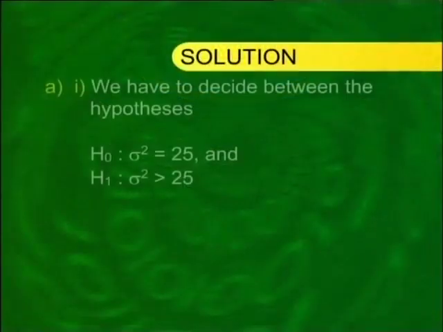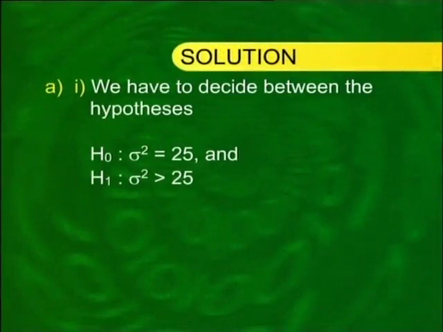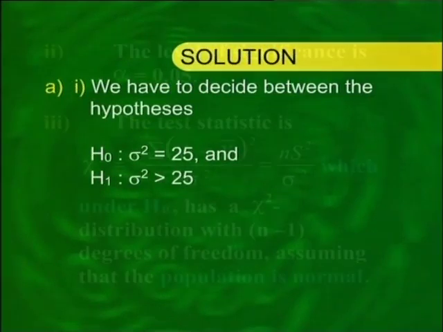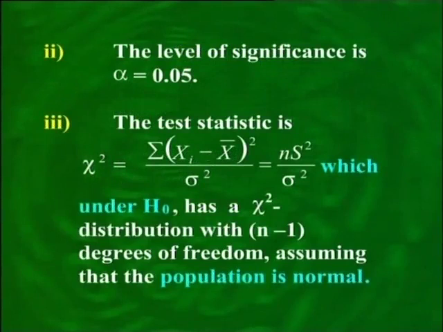As you see on the slide, the null hypothesis is that sigma square is equal to 25, whereas the alternative is that sigma square is greater than 25. The level of significance is 5%, and students, the test statistic in this particular situation is summation x minus x bar whole square over sigma square, which under H naught has a chi-square distribution with n minus 1 degrees of freedom, assuming that the population is normal.